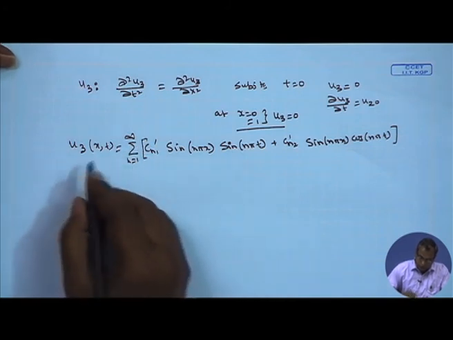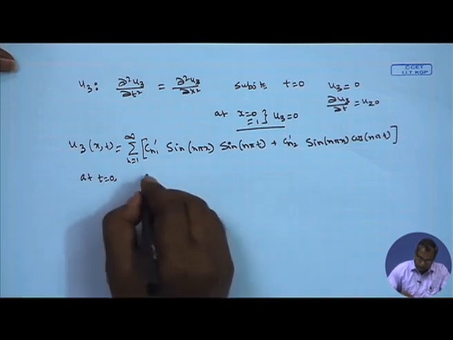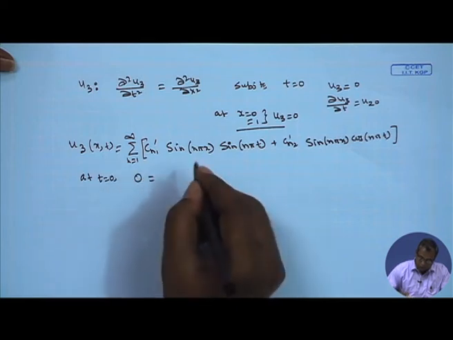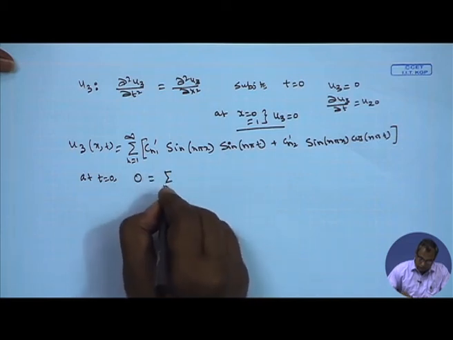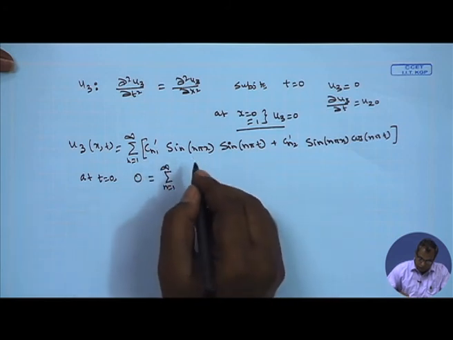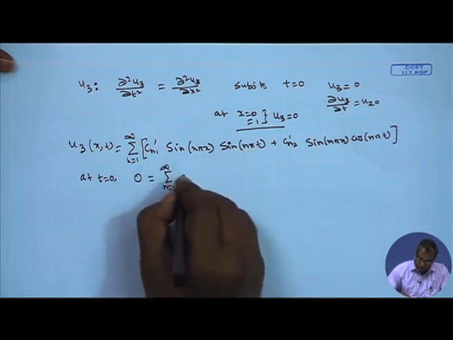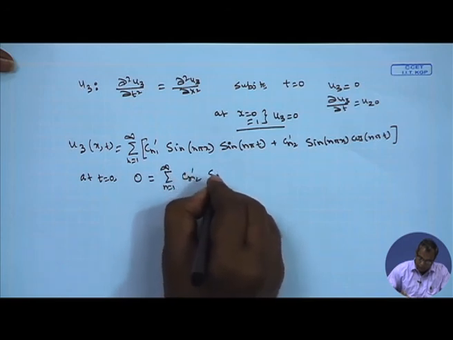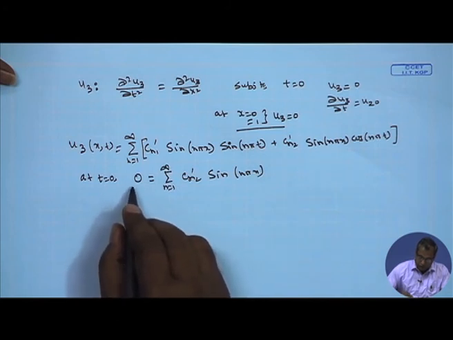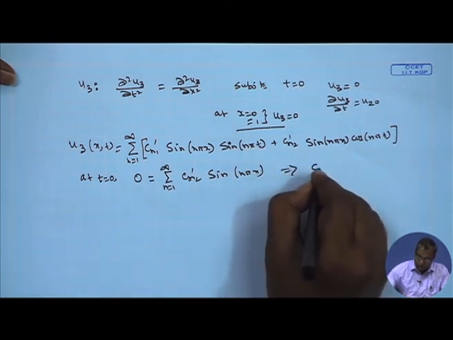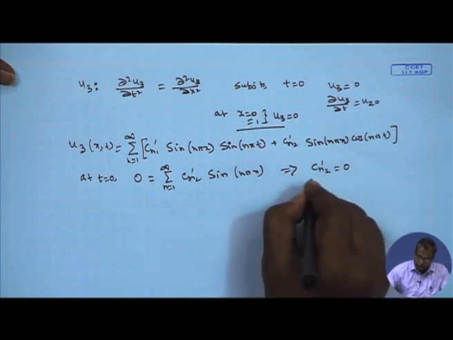Okay. So, at t is equal to 0, u3 is equal to 0. So, this will be equal to 0, and the summation n is equal to 1 to infinity of sin 0, which is 0, so c n 2 prime sin n pi x. Now, since this coefficient is 0, the associated constant will be equal to 0.